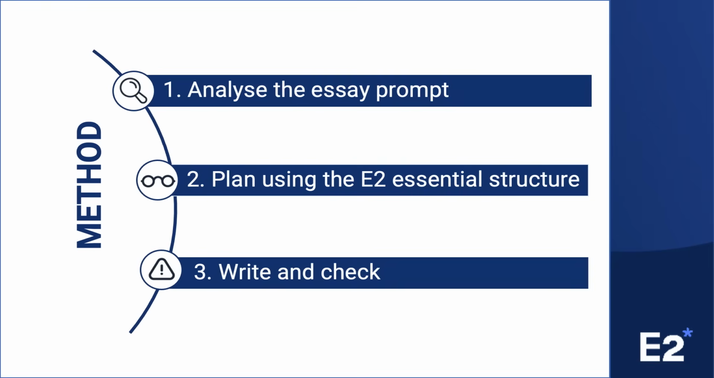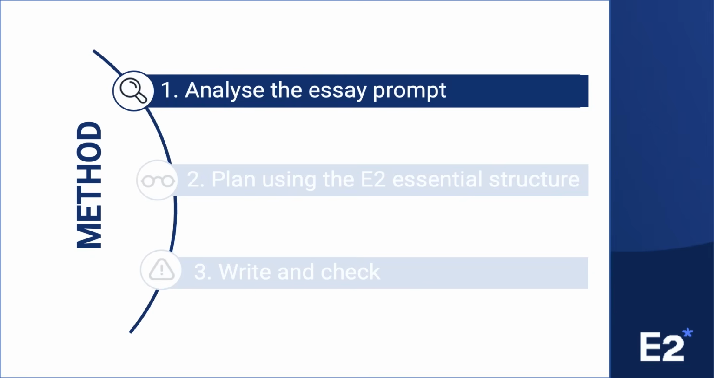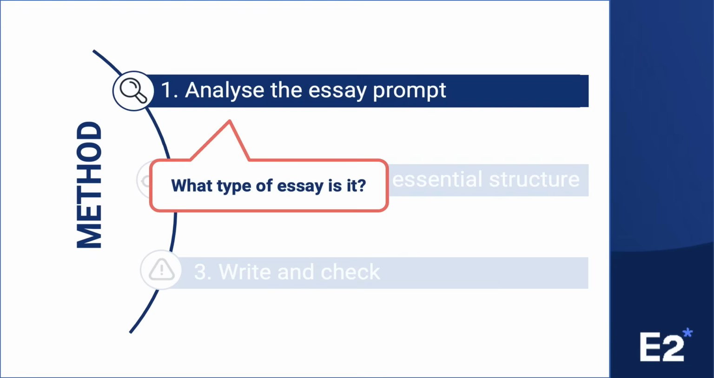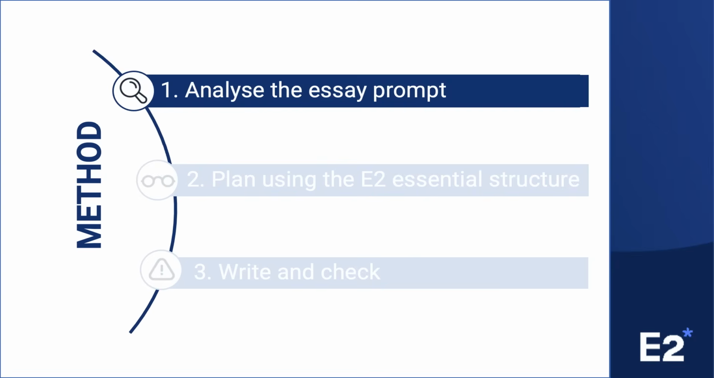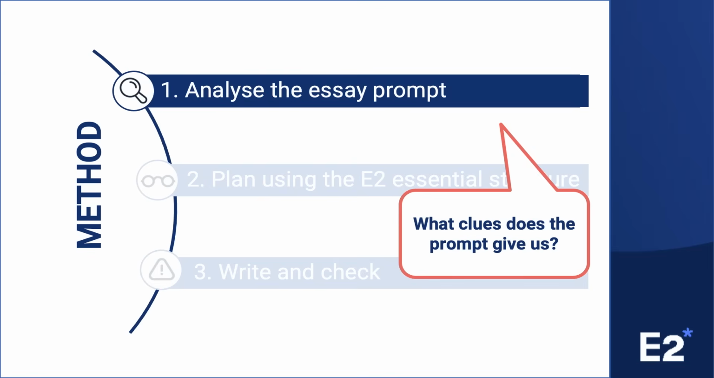So we're now going to look at the E2 method together. It's broken down into 3 steps. The first one is how to analyze the essay prompt. When we're analyzing an essay prompt, we want to know what type of essay it is that we're looking at. We also want to consider what kind of clues the essay prompt gives us. That kind of background information will help to lead us how we need to answer our essay question.